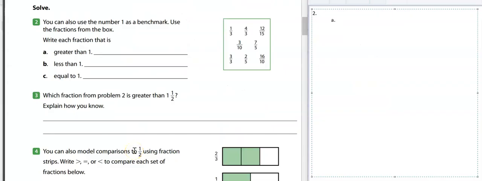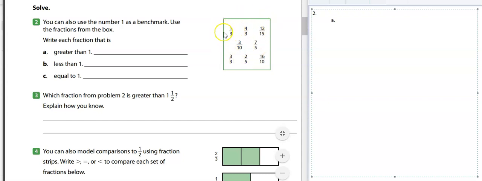So we're now on the next page to question 2. It says you can also use the number 1 as a benchmark. Use the fractions from the box right here. And we're going to write each fraction that is either greater than 1, less than 1, or equal to 1. So let's go ahead and look at our fractions.